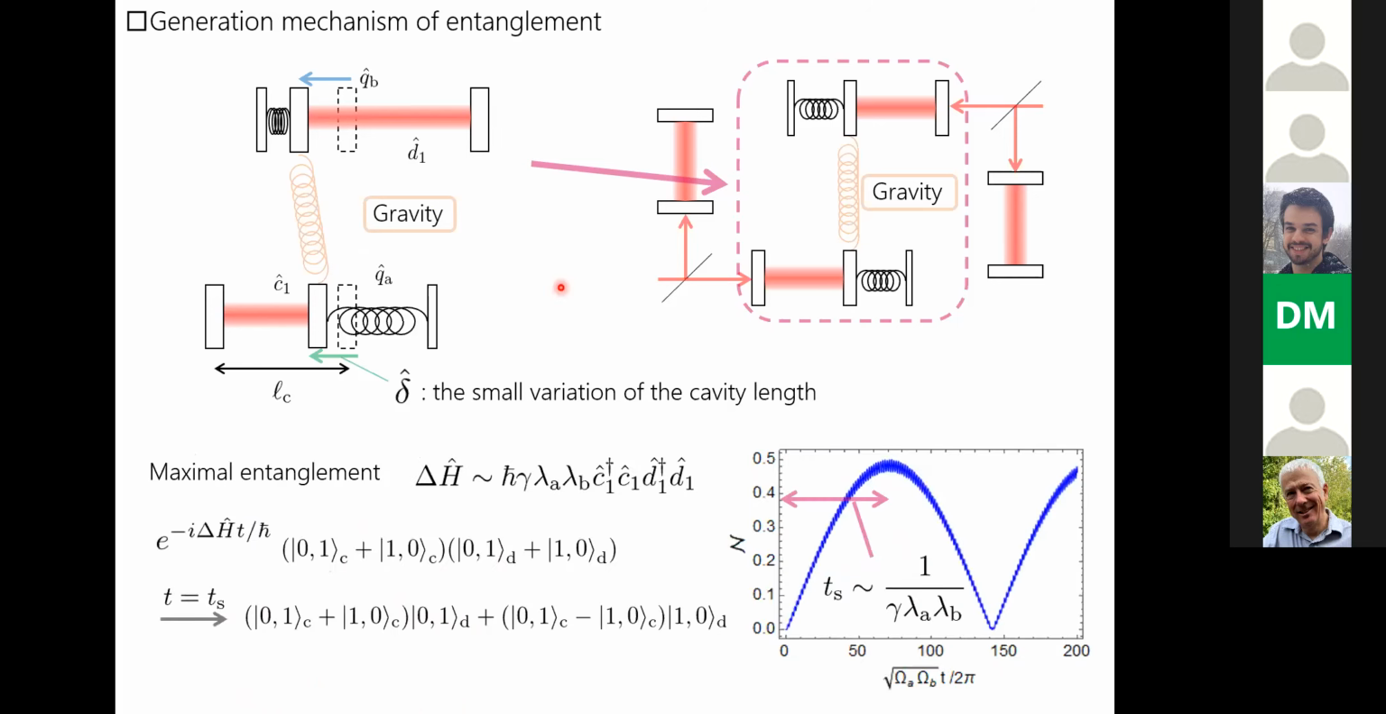Also, we can check the generation of maximum entanglement. Under the evolution given by the small variation of the Hamiltonian delta H, the state of photons achieves a maximum entangled state when the negativity takes a maximum.